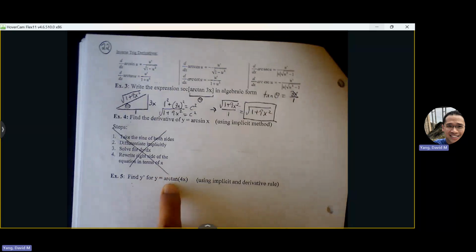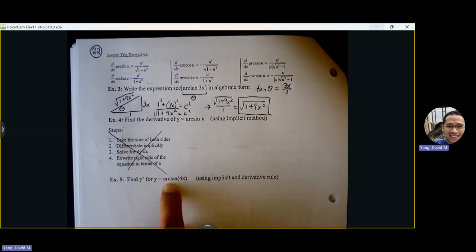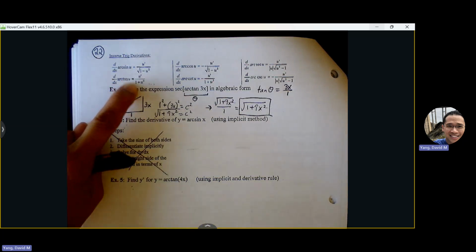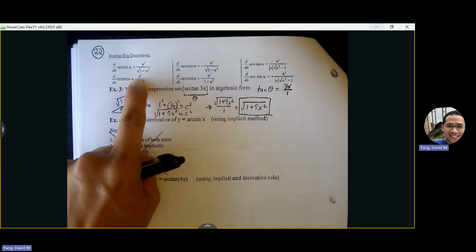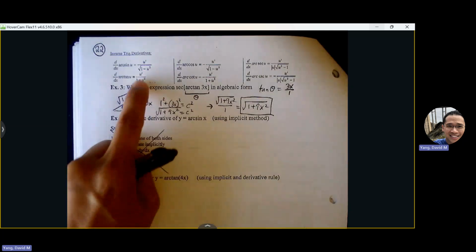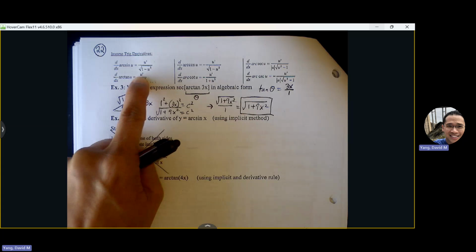Arc trig. If we want to find the derivative for arc tangent of 4x, we look at the rule here. Arc tangent of u is simply u prime over 1 plus u squared. The u is whatever is inside the parentheses, in this case the 4x. So we just follow what the rule says. U prime over 1 plus u squared should be pretty straightforward.